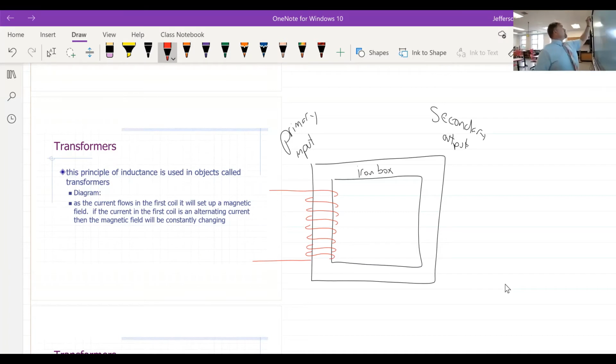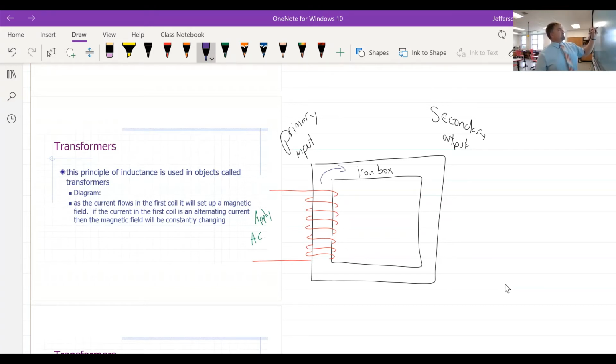And what we're going to do is apply an alternating current. Okay, so this current is going to go first in one direction, then the other. So it's going to be constantly changing. Now, think back to what Oersted proved. Oersted showed that if you have a current moving charges, you create a magnetic field. And so this alternating current in my primary will generate a magnetic field.